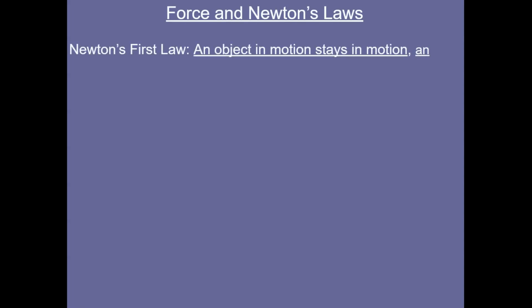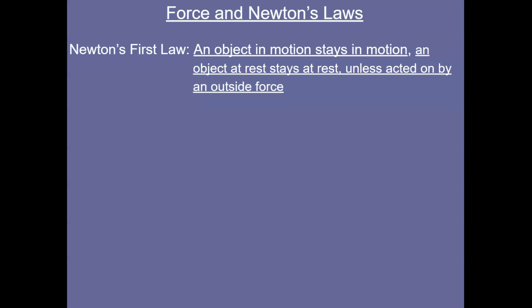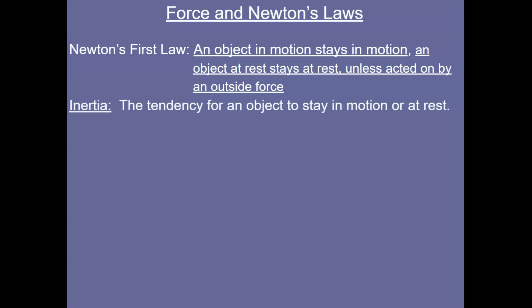So the first law we talked a little bit about yesterday, we've read a little bit about it, and it just says that an object in motion stays in motion, and an object at rest stays at rest unless acted on by an outside force. And we talked about this as being the law of inertia, because inertia is just the tendency for an object to continue to do whatever it's doing. If an object is in motion, it wants to stay in motion, and if an object is at rest, it wants to stay at rest. So in order to get it to do something else, you have to overcome the inertia that the object has.